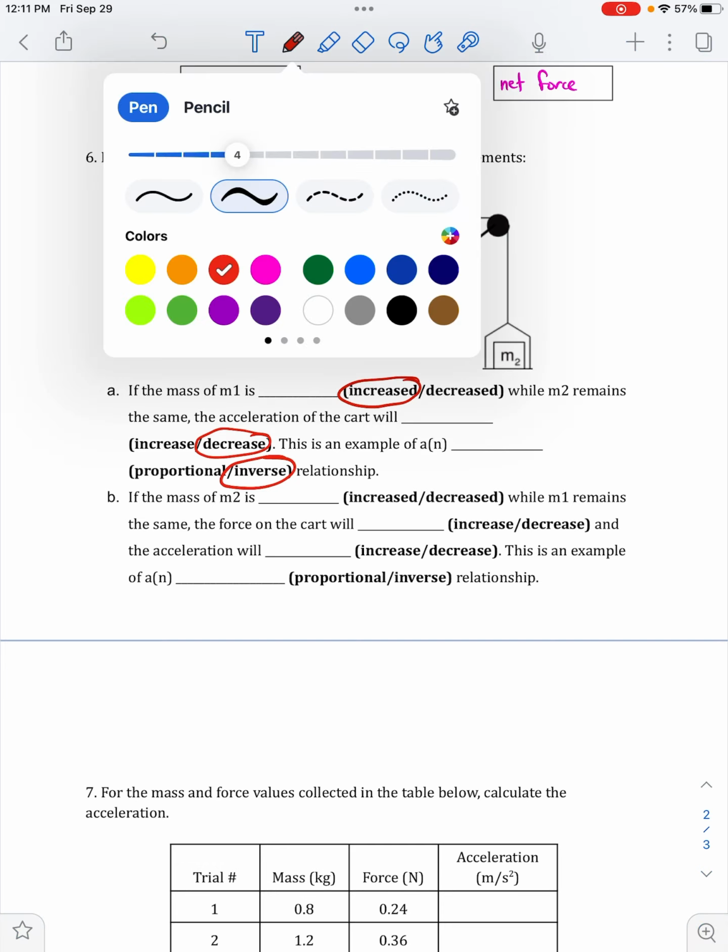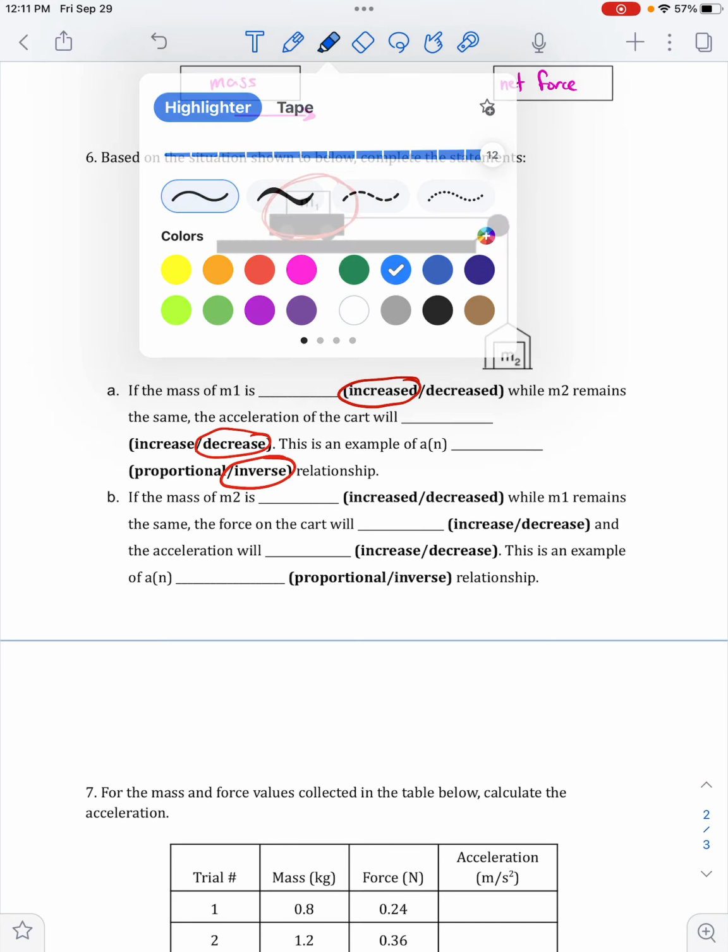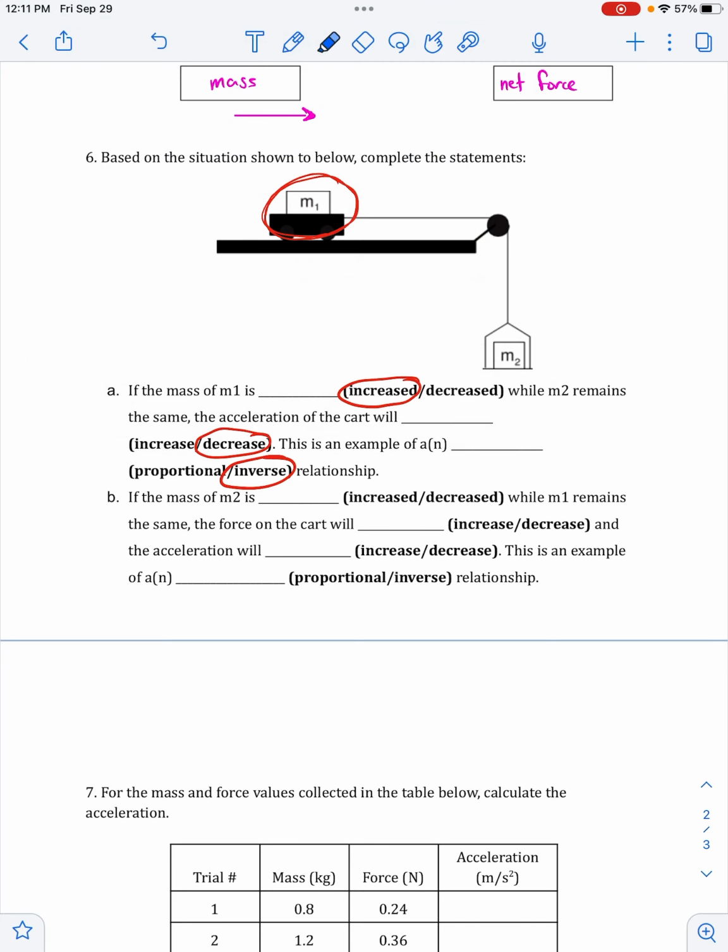In the second one, if the mass m2 increases or decreases while m1 remains the same, the force on the cart will increase or decrease, and the acceleration will increase or decrease. This is an example of blank, right? So in this case, you could say if m2 increased, then the force on the cart will increase as well, and the acceleration will also increase. It's an example of a proportional relationship, because as the force gets bigger, the acceleration gets bigger as well. Okay?